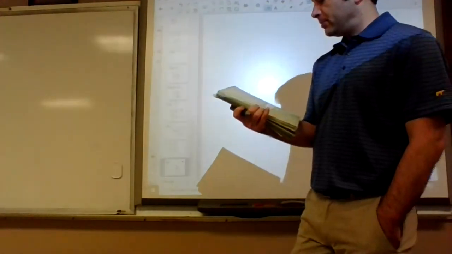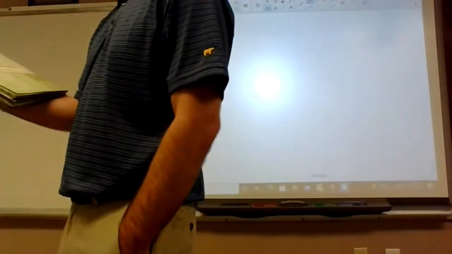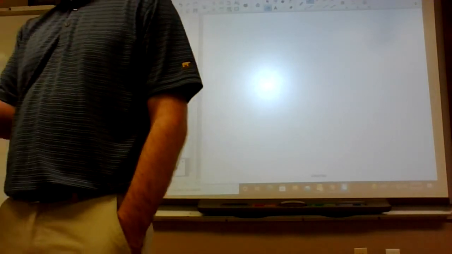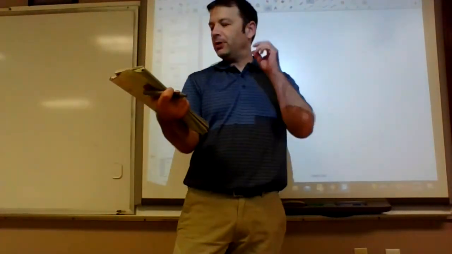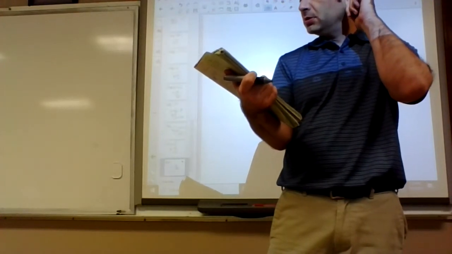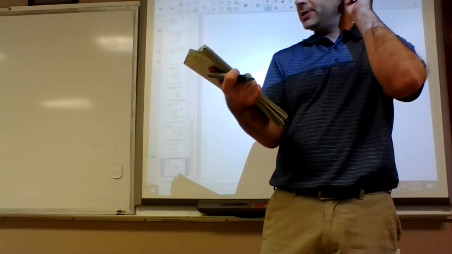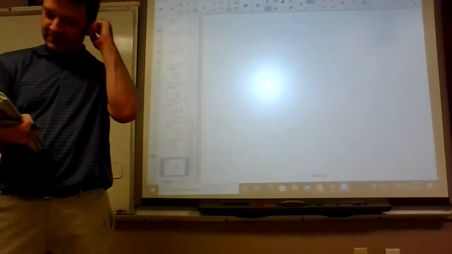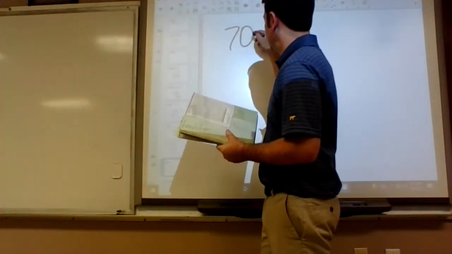Okay, on 18, I'm not going to do the full thing, but we can use the same trick for perimeter. So we're supposed to find the perimeter of the little triangle. What's the perimeter of the big triangle? All of it. I'm going to wait while somebody does it. Okay, the big triangle has a perimeter of 70.